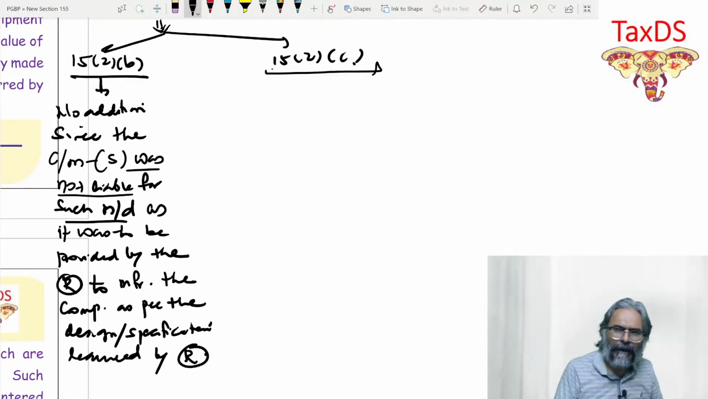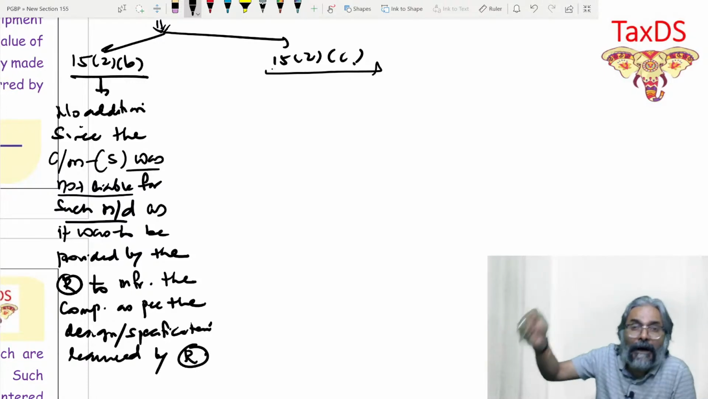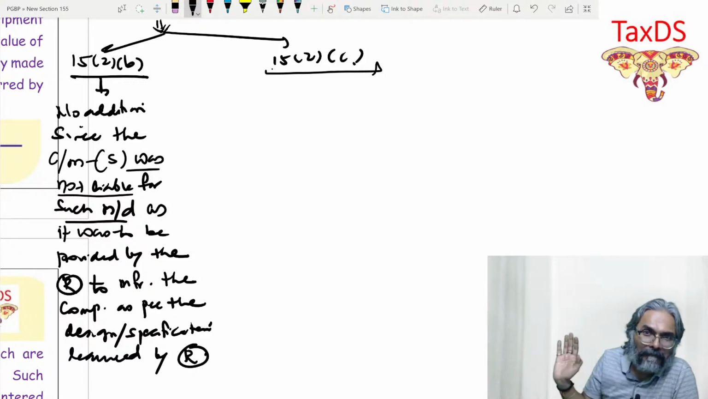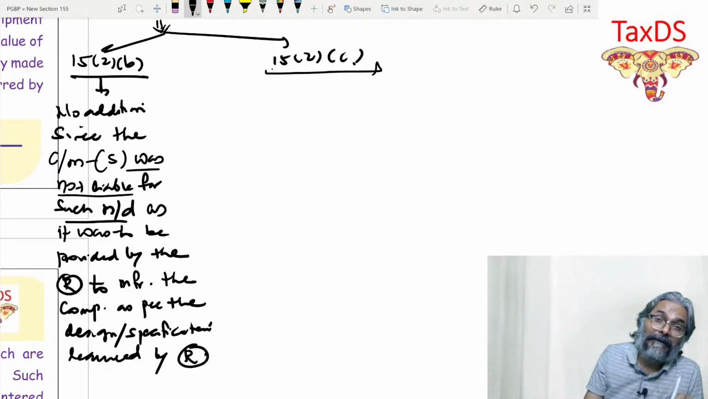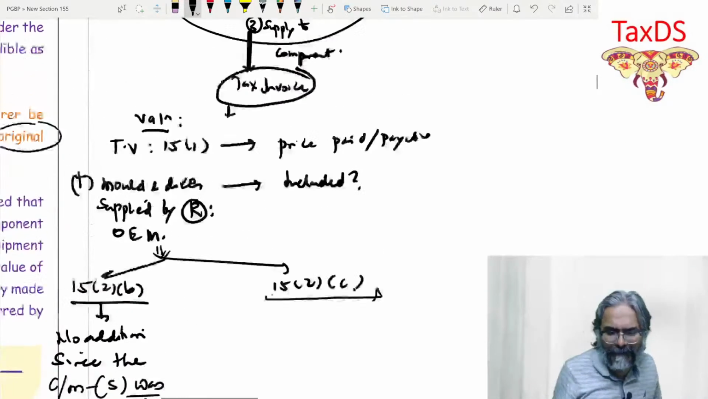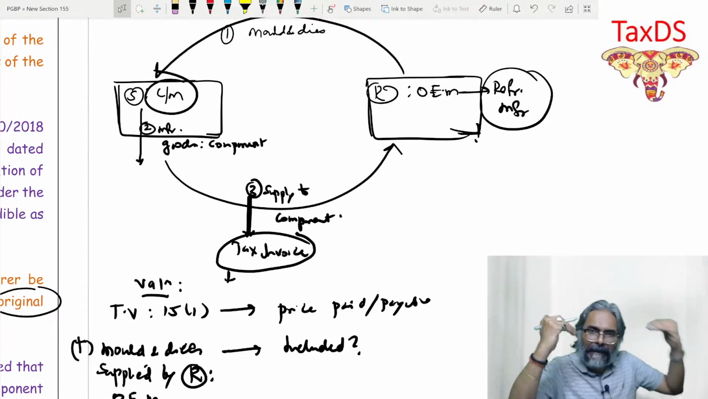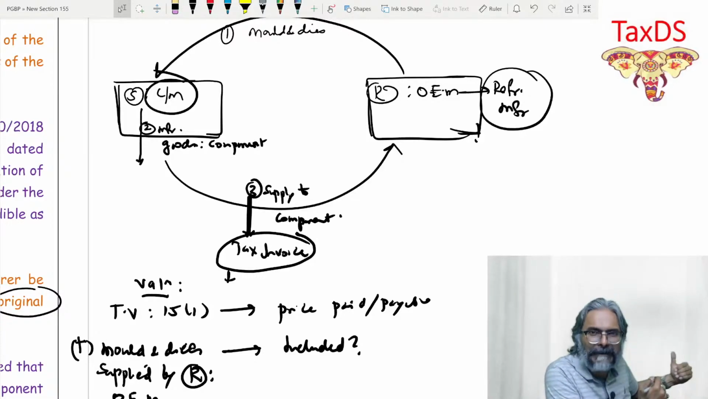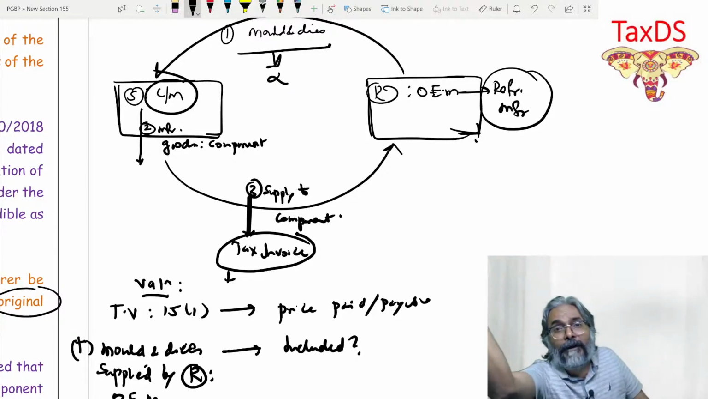Is that clear to all of you? Whether it will be added under 15.2c now? In 15.2c, what we have seen is that the supplier should charge for the expenditure in that supply. So the supplier should charge the recipient for such expenditure. Do you think that he will charge? He will charge only if he has incurred the expenditure. Did he incur the expenditure on molds and dies? Answer is no. So will he charge it to the OEM? Answer is no.